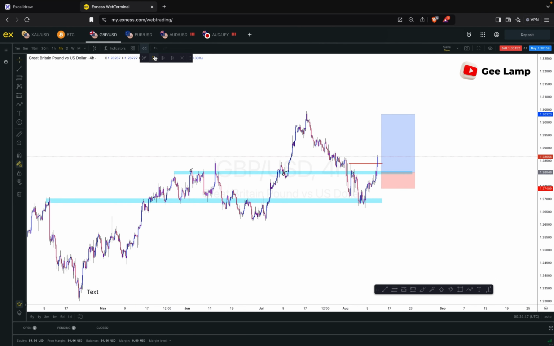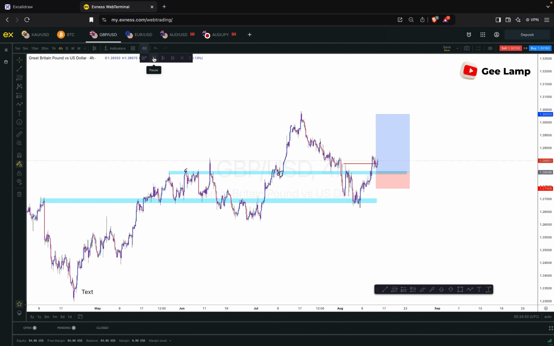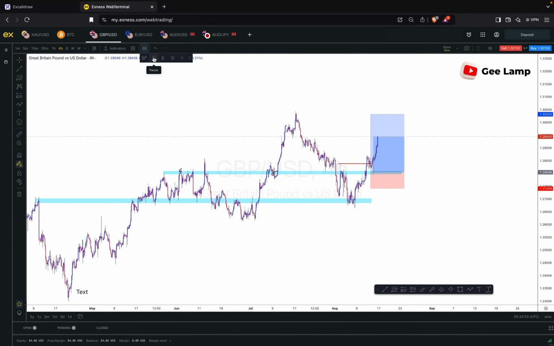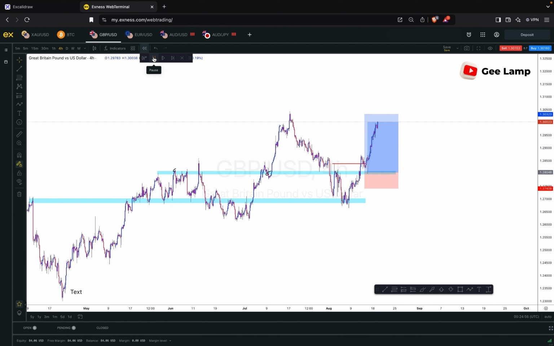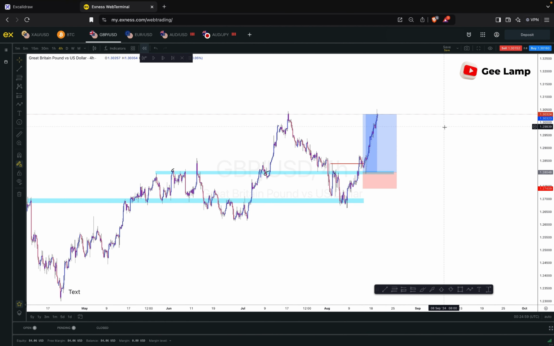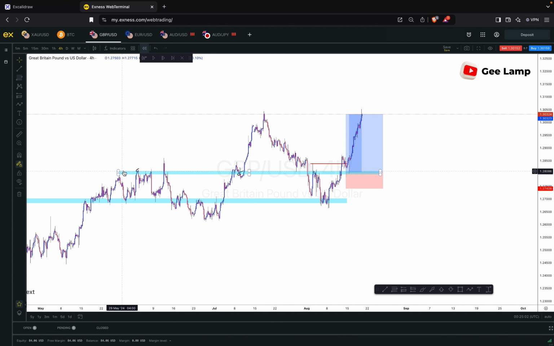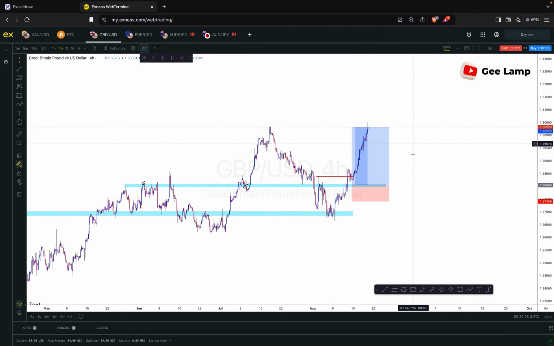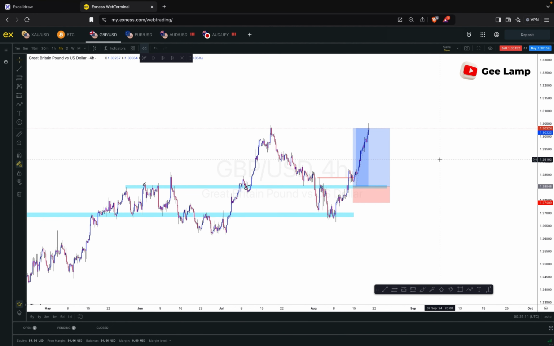So let's see how price reacted. Boom. Okay, so what happened? Price came to test this particular zone here, then we had a strong push to the upside. So you see how identifying strong support levels and strong resistance levels helps us to take advantage of this market, and also understanding the structure of the market. If you understand the structure of the market, it goes a long way to help you take advantage when it comes to trading the forex market.